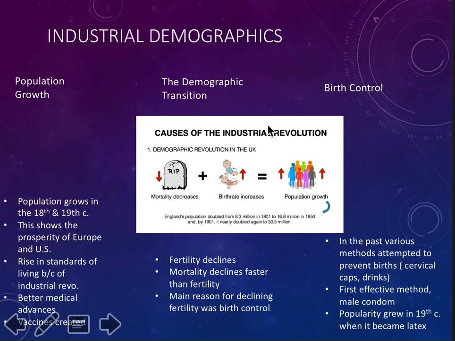So the main reason for the declining fertility when it did happen, again, was because of birth control. In the past, there were various methods attempted to prevent births, like cervical caps or drinks, but they found in the 1800s the first effective method was the male condom. I believe the first one was made out of lamb skin or something like that. And that was not only protecting you from getting pregnant, but also from venereal diseases like syphilis that was pretty popular back then. So popularity grew in the 19th century for birth control when it became the latex condom. So the condom that exists today.